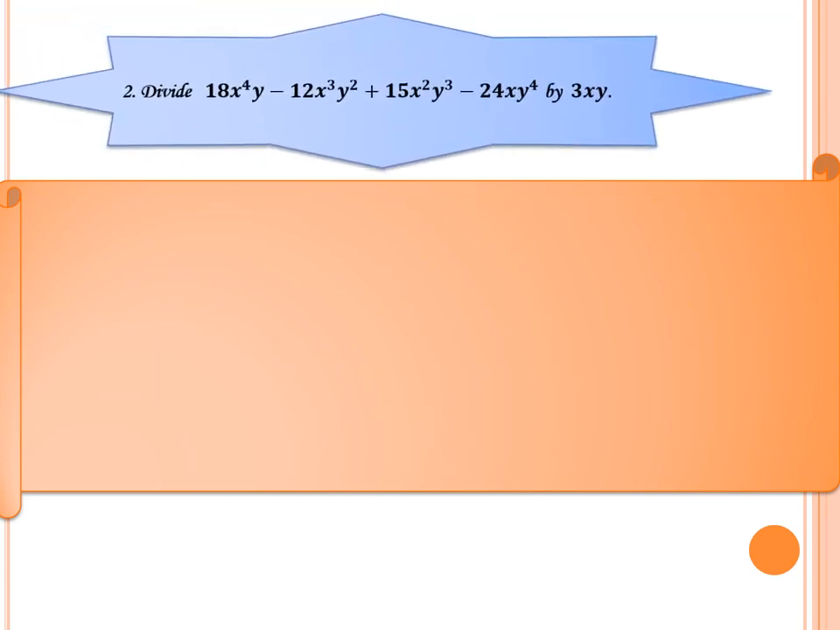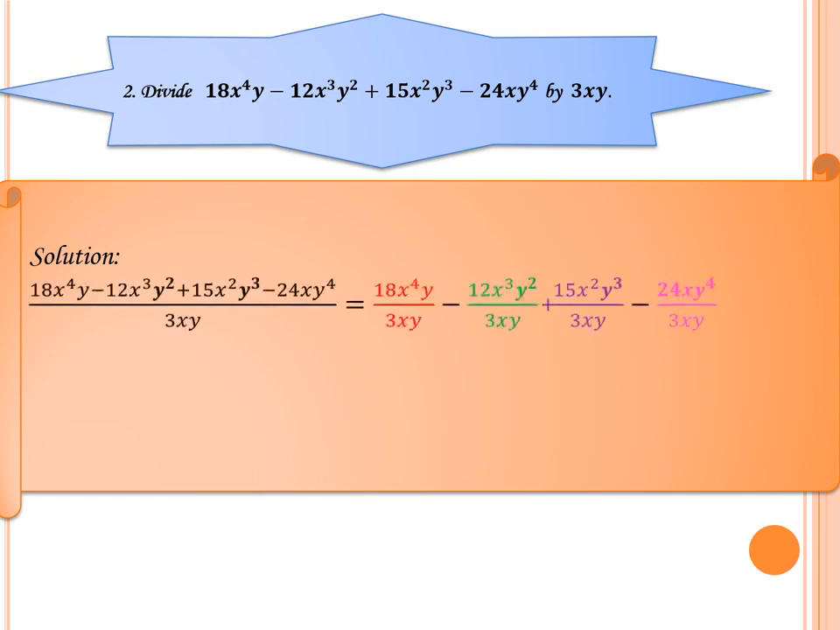For our example number 2, divide 18x to the power of 4y minus 12x cubed y squared plus 15x squared y cubed minus 24xy to the power of 4 by 3xy. Okay? So to solve this expression, this can be written in this form. Again, we're just going to divide each term of our numerator by 3xy.